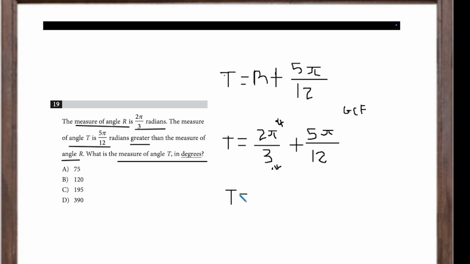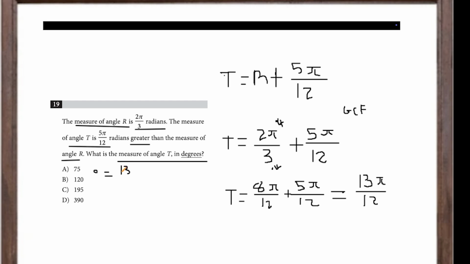So our GCF is 12, so we're going to multiply 2 pi over 3 by 4. So we're going to get 8 pi over 12 plus 5 pi over 12. And we're going to add those two together as they have a common denominator. So we're going to have 13 pi over 12. This is the total radians of angle T. So now I have to convert this to degrees.